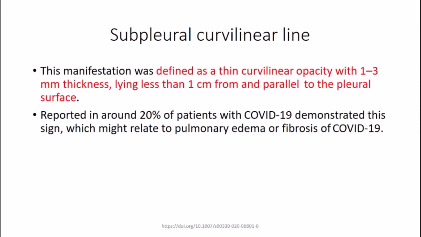This sign is the subpleural curvilinear line. It was also mentioned in the same study, the one with 81 patients. It's defined as a thin curvilinear opacity with 1 to 3 millimeter thickness lying less than 1 centimeter from and parallel to the pleural surface. It was reported in around 20% of the patients, which might relate to pulmonary edema or fibrosis.